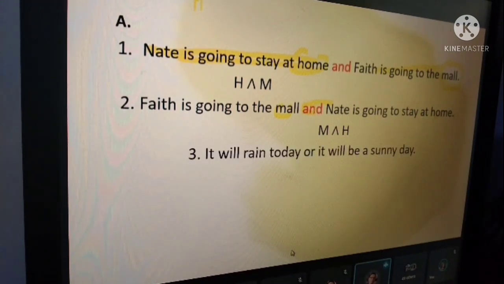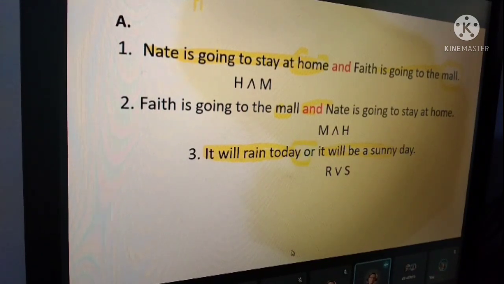It will rain today or it will be a sunny day. So for rain, we denote rain as R. The first proposition here is it will rain today. This is what we call a simple proposition. A simple proposition cannot be broken down into simpler propositions. In English, this is called a simple sentence. It will be a sunny day is another proposition, and this proposition is denoted by S.